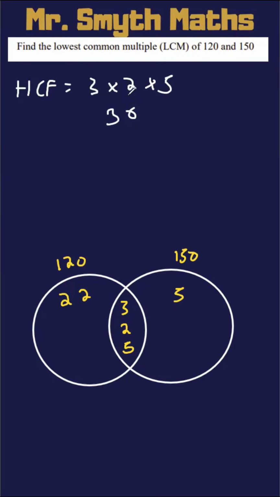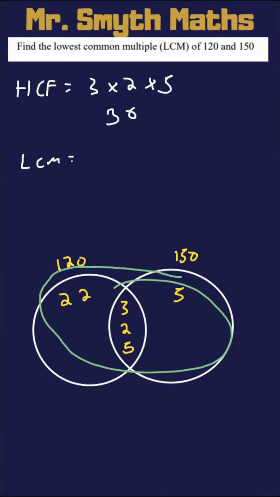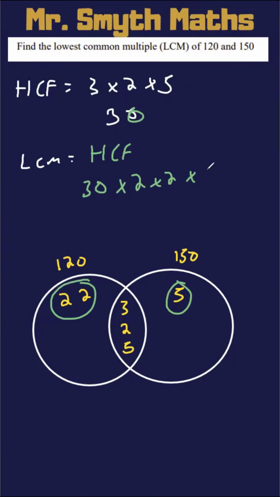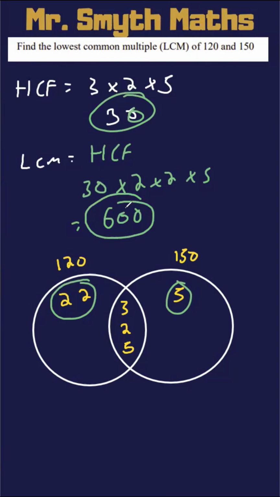Now, there are quite a few ways to get the lowest common multiple. One way would just be to multiply every number that you see in this diagram. But what I like to do is take the highest common factor, which we can see is the 30. Then I'm going to times it by these two numbers. So times it by the 2, times it by the 2, and then times it by this 5 there, and that will give you the lowest common multiple. So I've got 30 times by 2 times by 2 times by the 5 there, and that's going to give us 600. So that's the highest common factor, and that's the lowest common multiple.